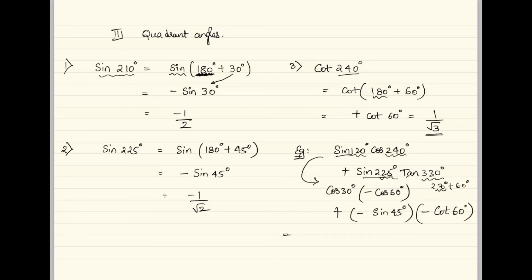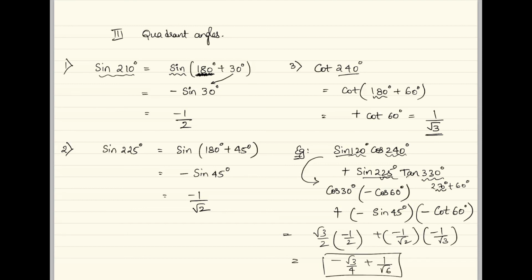So if you substitute the values, what you'll get? Cos 30 is root 3 by 2 into minus cos 60 is 1 by 2. This is minus 1 by root 2 into minus 1 by root 3. So overall you will get minus root 3 by 4 plus 1 by root 6. This is the answer. Alright. So we'll stop the lecture here.